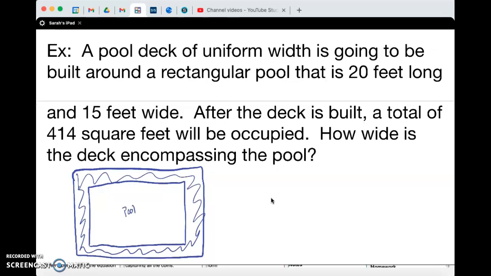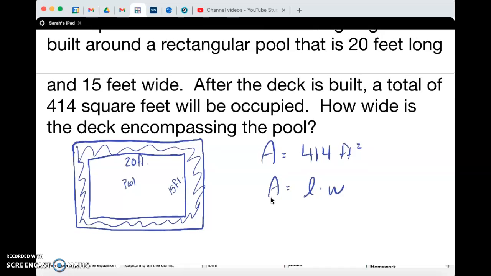So our pool is 20 feet by 15 feet. After the deck is built, a total of 414 square feet will be occupied. So the entire shebang is 414 square feet. Okay, so we know the area of a rectangle is length times width. So how can I write an expression for this entire length here?